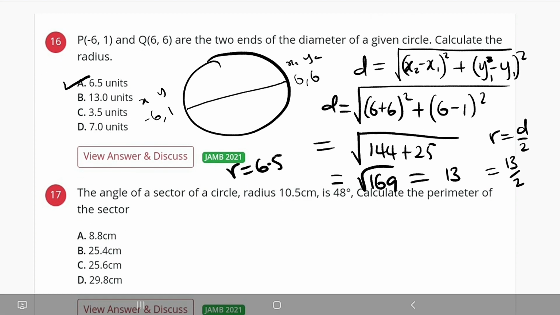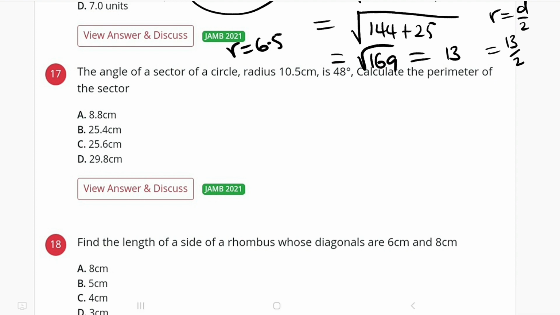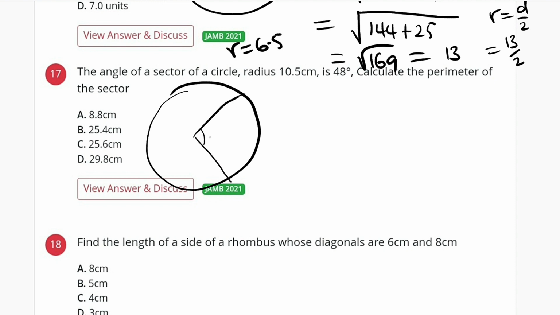Okay, question number 17. The angle of a sector of a circle of radius 10.5 cm is 48 degrees. We are asked to calculate the perimeter of the sector. So if we have a circle like this, this is the sector, and this sector has an angle of 48 degrees, and the radius is 10.5.